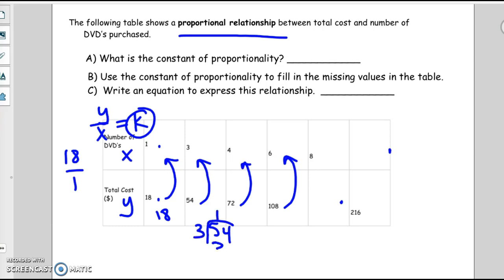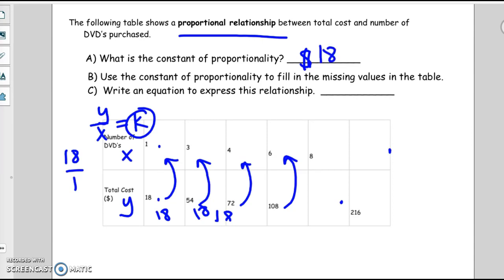3 goes into 5 once. And then you bring down your 4. 3 goes into 24 8 times. So that's 18. So far, so good. 4 goes into 72. You do 72 divided by 4. Goes in there once. Bring down your 2. That's 18. So it's seeming like if we divide 108 by 6, we're also going to get 18. So 18 is your constant of proportionality because it's $18 for one DVD.